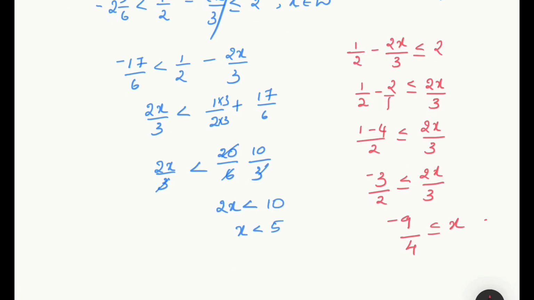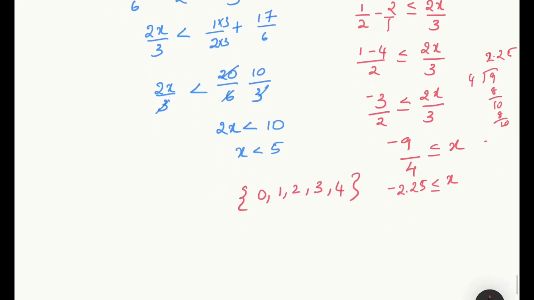9 by 4 is equal to 2.25. 2 fours are 8, remainder 1. So you'll get minus 2.25 less than or equal to x. So what are the numbers? Set of whole numbers it is. So final numbers will be 0, 1, 2, 3 and 4.